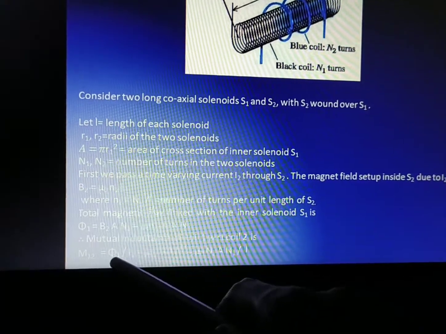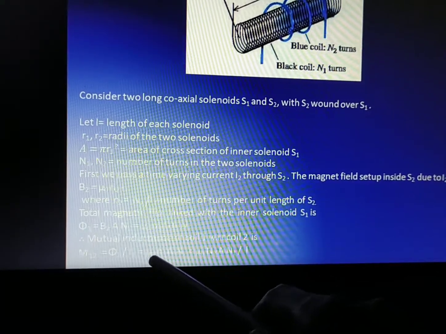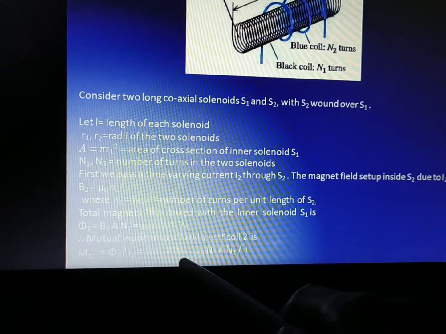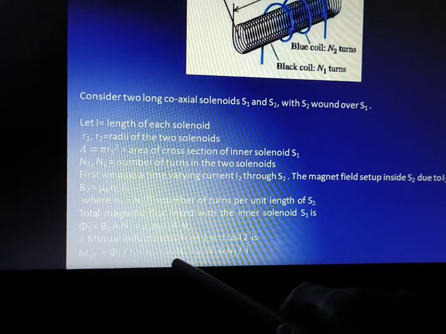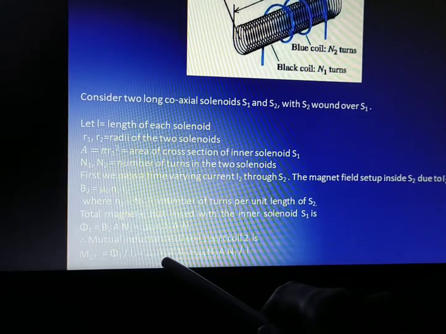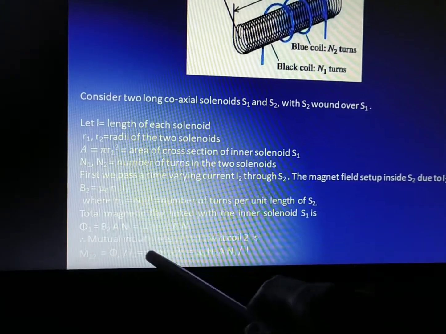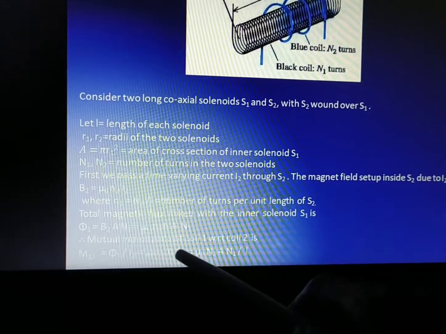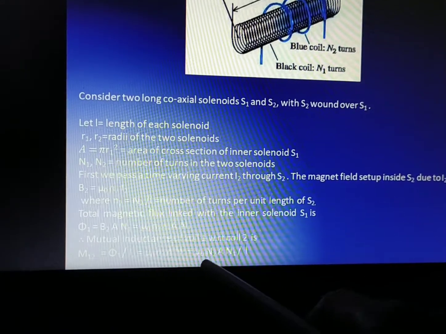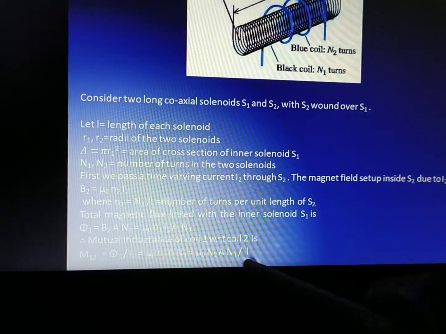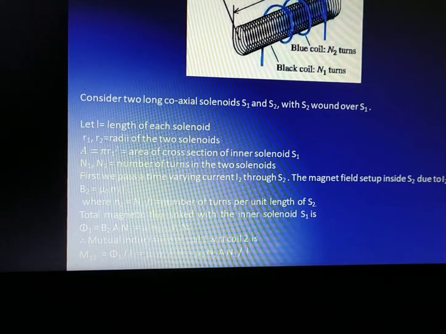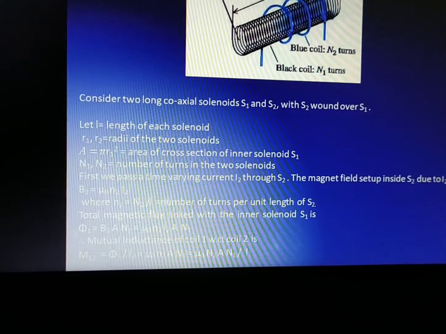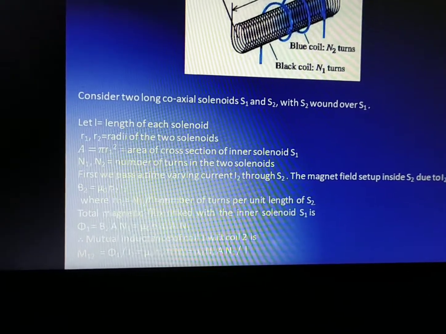We can put the value of phi 1. What do we get? Mu naught N2 A into N1. And what do we get further? If we put the value of N2 also, small n2 is capital N2 divided by length. So what do we get as the value of M21, that is the mutual inductance of coil 1 with respect to coil 2? We get mu naught N2 A N1 divided by L.